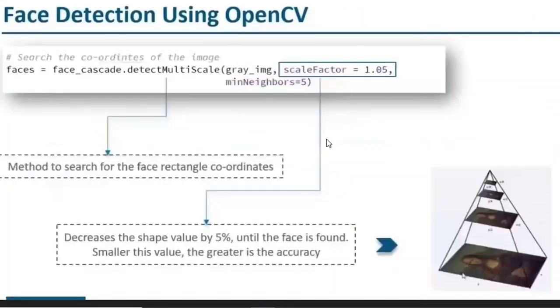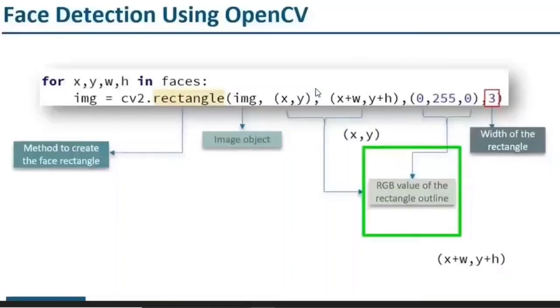And 1.05 means scaling. Neighbors means 5. And within the code, for the rectangular box, this indicates the color. This indicates the width. These two indicate the coordinates of the rectangle. This is the starting point of the rectangle. This is the ending point of the rectangle. For which image you want to draw the rectangular box, first you have to write the image. For that image, it is going to draw the rectangular box with this color with a thickness of 3.